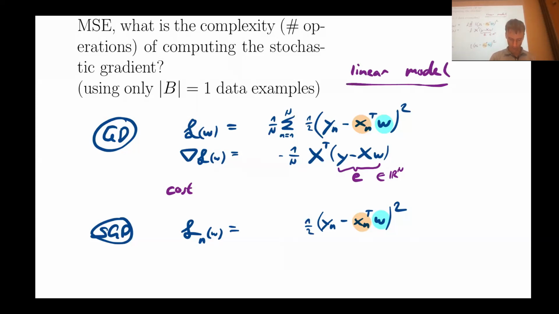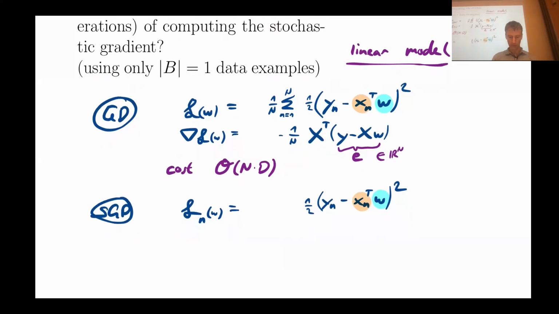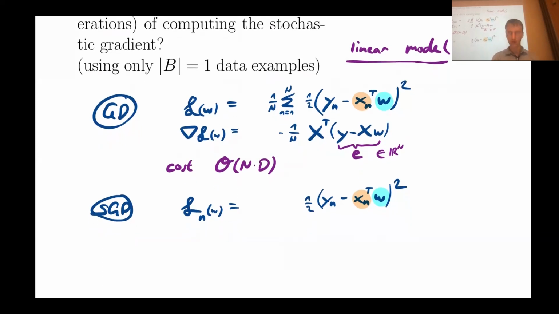Then the cost was n times d, right, order, to compute one of these gradients. And then, of course, once you have it, you can very cheaply perform the step. So that was what we had. And now you can ask, how much cheaper is it actually now that we do stochastic gradient descent in this particular setting?